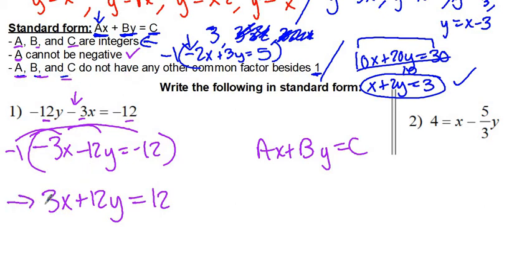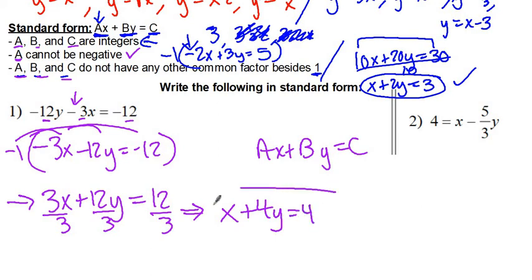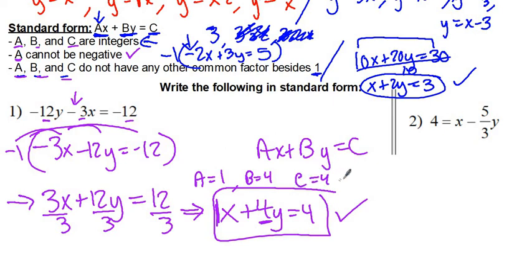Well, if you look at these numbers, they do have a common factor, and that would be 3. 3 goes into all of these numbers. So let's divide everything by 3. So 3x divided by 3 is x, 12y divided by 3 is 4y, and 12 divided by 3 is 4. And now this is in standard form. Now here a is equal to 1 because there's a 1x right there. B is equal to 4 because this number is 4. And c is also equal to 4. So now it's in standard form.